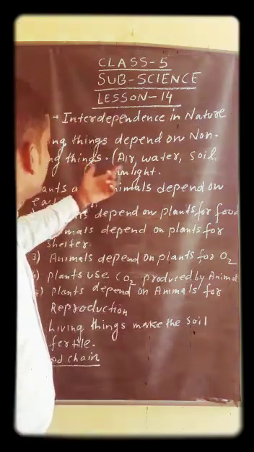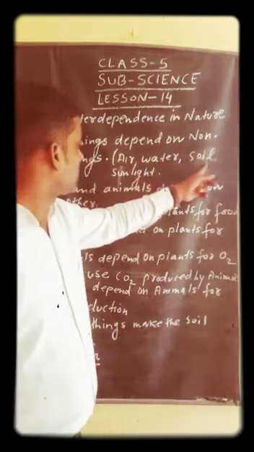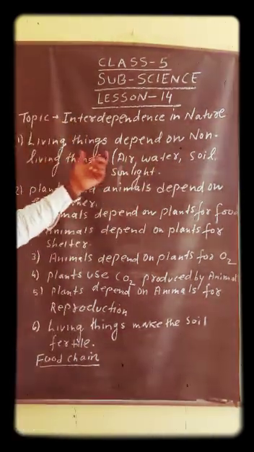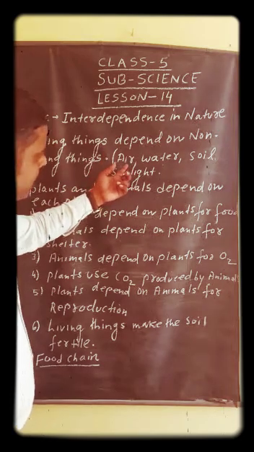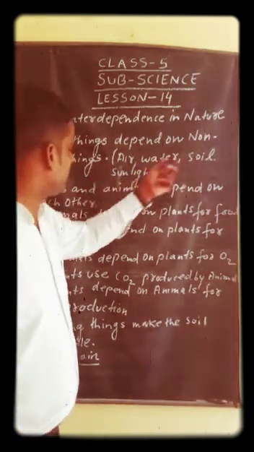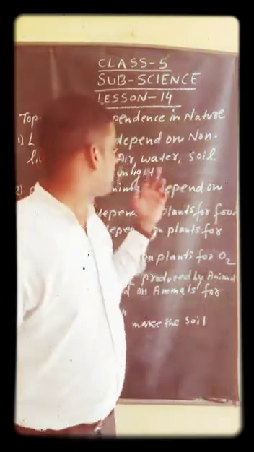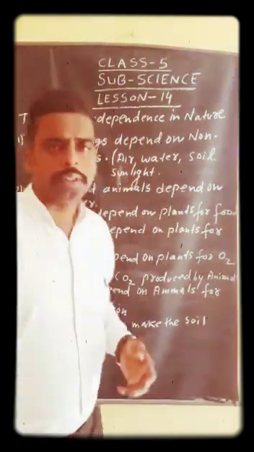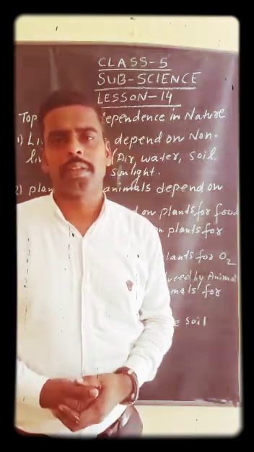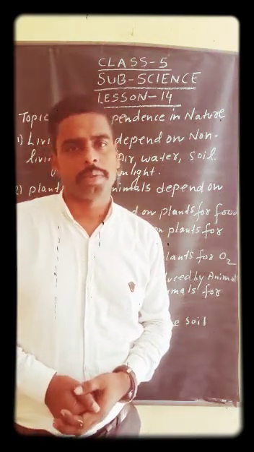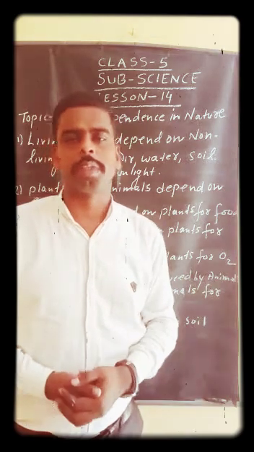So here are air, water, soil and sunlight. These four elements are required by living things for dependence. Without air, without water, without soil and without sunlight, no living thing can survive. Suppose air. Air is a non-living thing, but we depend on air for survival. Without oxygen gas, we cannot survive. So we need oxygen from the atmosphere, and this oxygen we get from the plants.